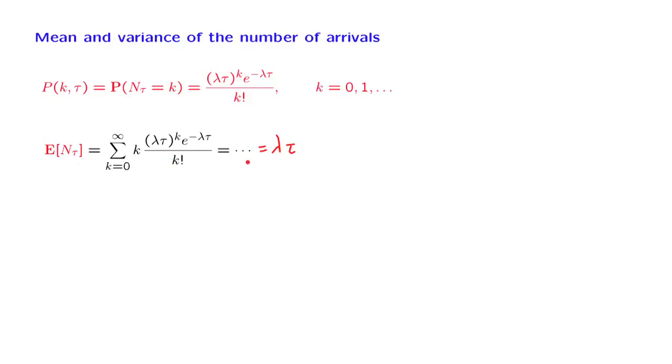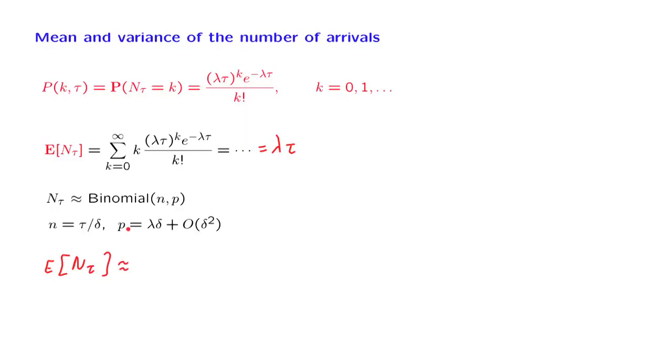but let us understand why this formula should be true without doing any calculation. Remember that the random variable, the number of arrivals in the Poisson process, is well approximated by a binomial random variable with those particular parameters n and p in the limit when delta goes to 0. And this was through a discretization argument. Therefore, the expected value of N_tau should be approximately equal to the expected value that we get from the Bernoulli process, that is the expected value of a binomial random variable.